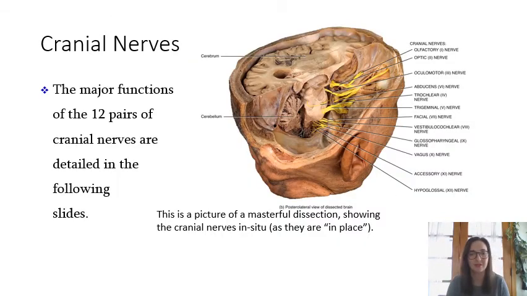All right, so here's another view of these 12 cranial nerves. This is a cadaver that's been really expertly dissected so that you can see where those cranial nerves are actually branching off of the base of the brain and where they are headed to.